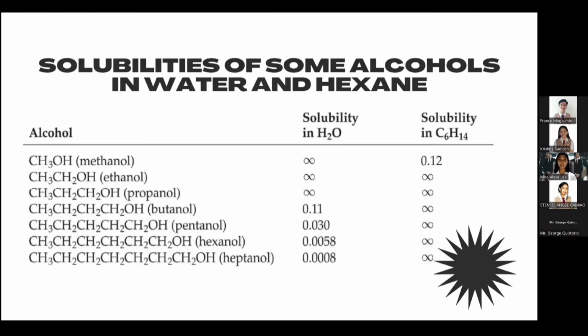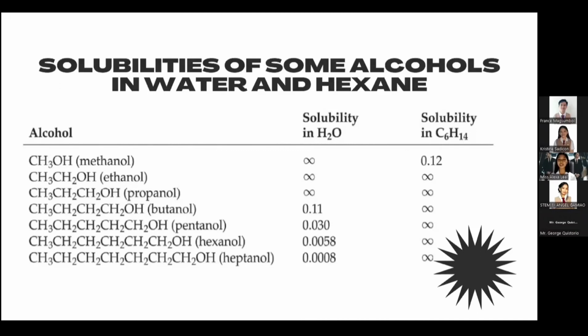Next one is the ethanol. Ethanol is miscible with water and hexane. Next one is the propanol. Propanol is miscible also with water and hexane. Next one is the butanol. Butanol is 0.11 soluble in water and miscible with hexane.